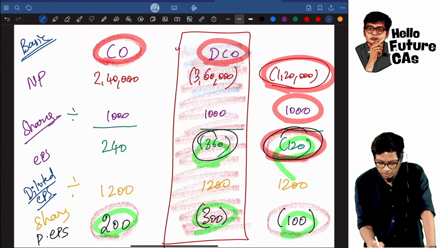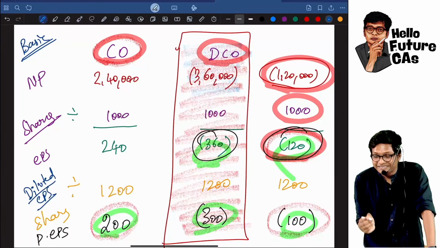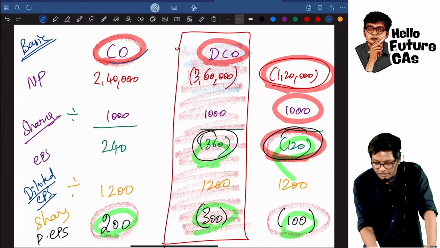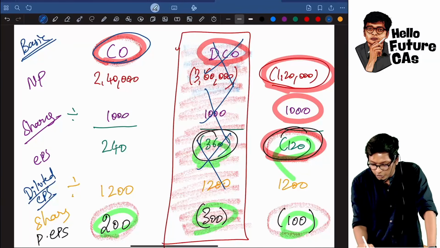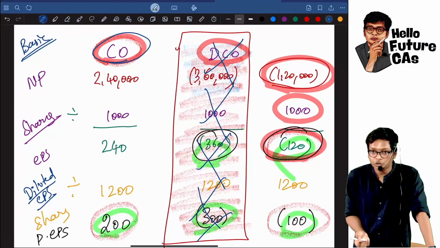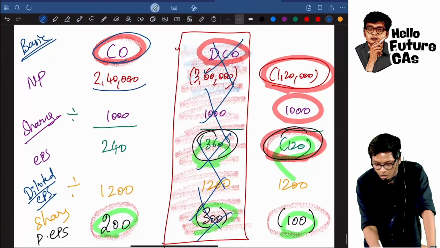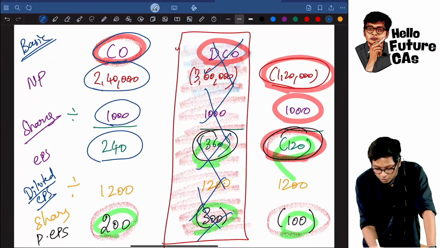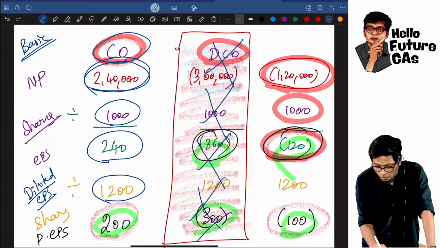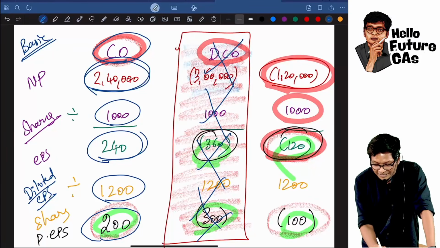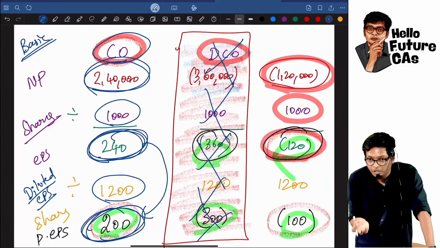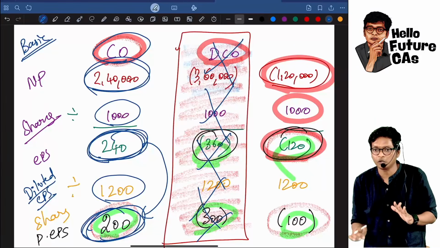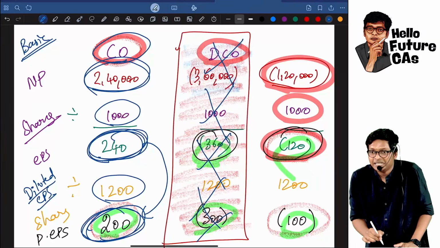What they are saying is, to know if my EPS is decreasing, check only for continuing operation, because next year discontinuing operation will not be there. Correct? So for continuing operation, 2,40,000 divided by 1000 is 240. Next year 2,40,000 divided by 1200 is becoming 200. That means 240 is dropping to 200 because of potential equity shares. Are you following? That means there is a dilution.